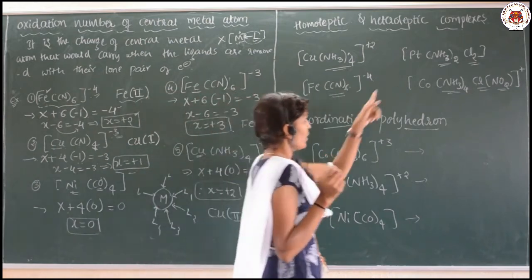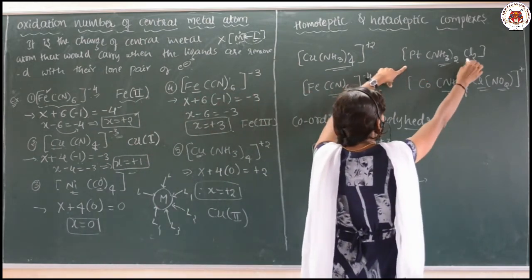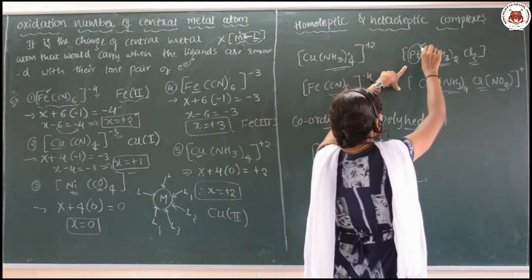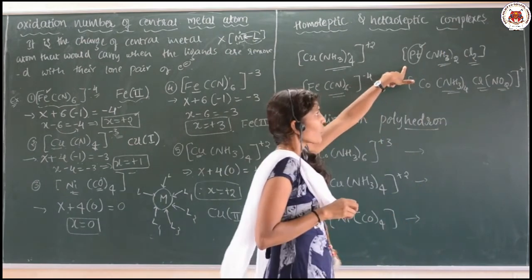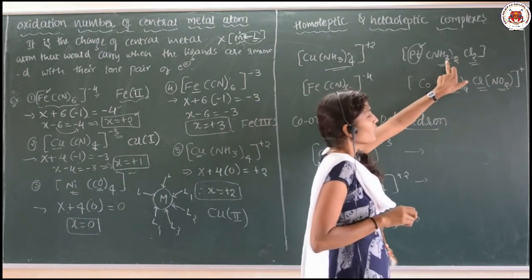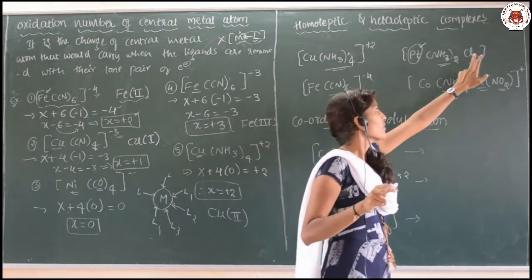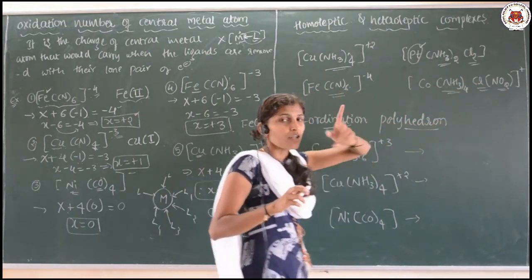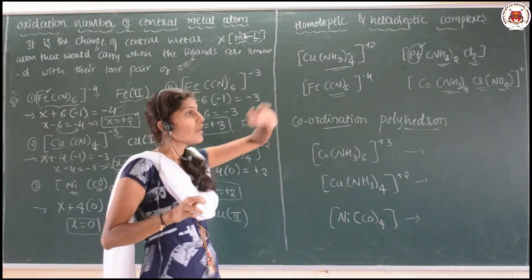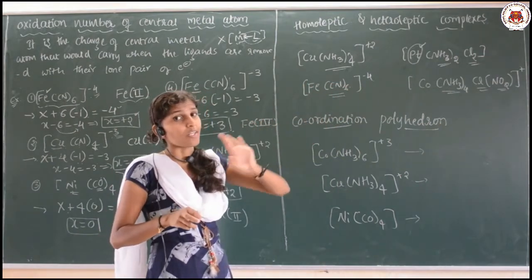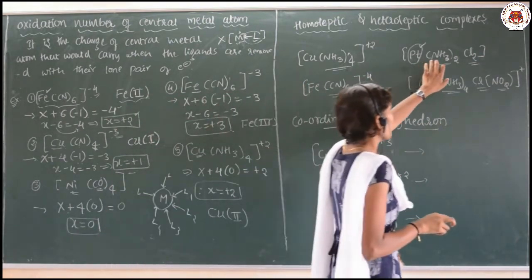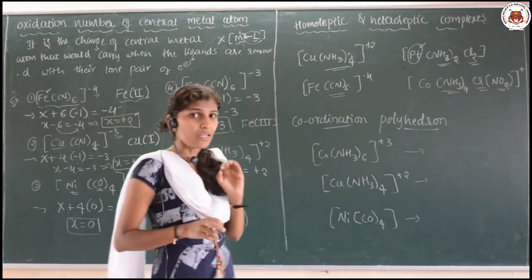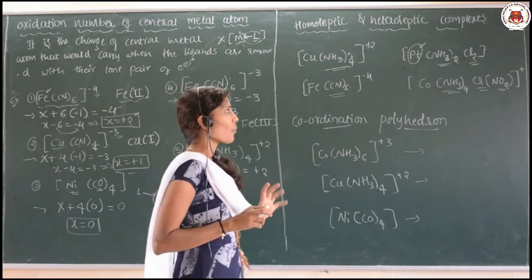And let us go for this one. Here Pt, that is platinum, is the central metal atom, and here two different ligands: NH3 is a ligand, Cl is also a ligand. Two different types of ligands are there. Is it homoleptic? No, it is a heteroleptic complex.